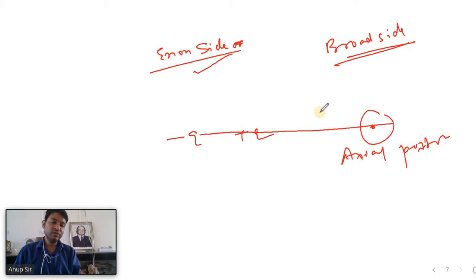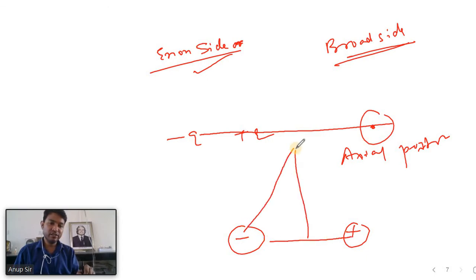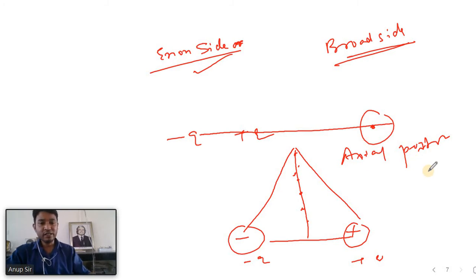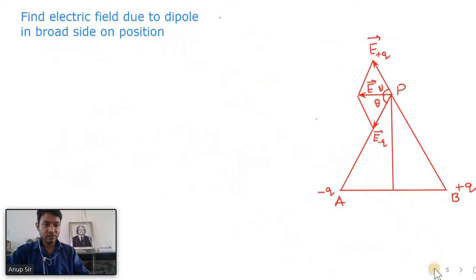And the next one is broadside on position. So let us suppose this one is the minus q charge, this one is the plus q charge. Just draw a perpendicular bisector. Any point on the perpendicular bisector of the line joining the minus q charge and plus q charge is called the broadside on position, or you can say perpendicular bisector position. So now coming to the topic, we have to find the electric field at the point P.